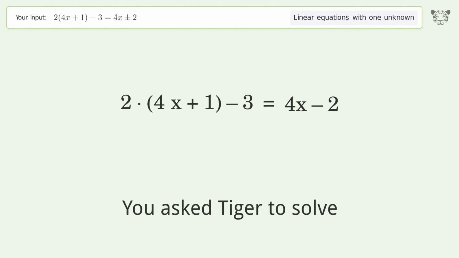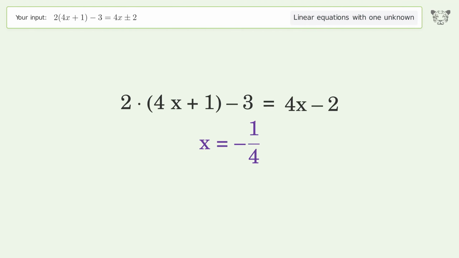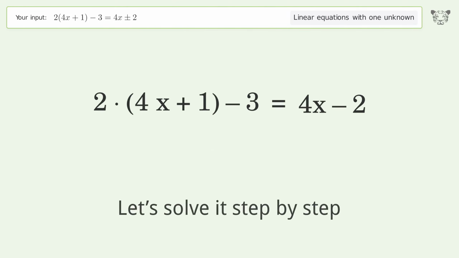You ask Tiger to solve this. This deals with linear equations with one unknown. The final result is x equals -1/4. Let's solve it step by step.